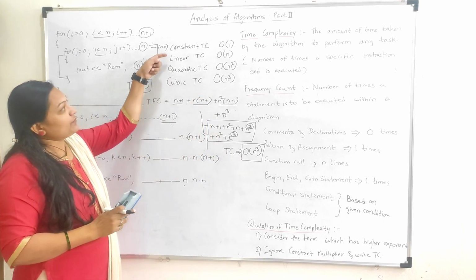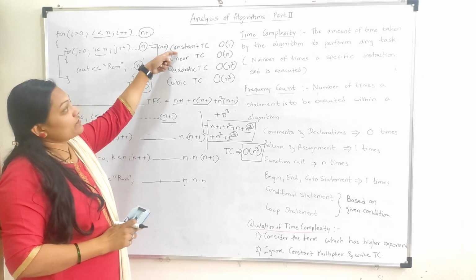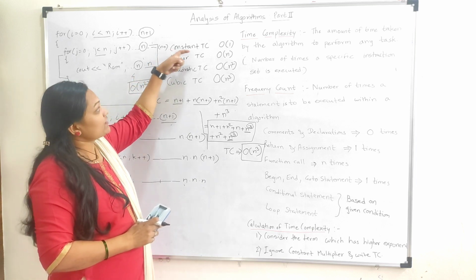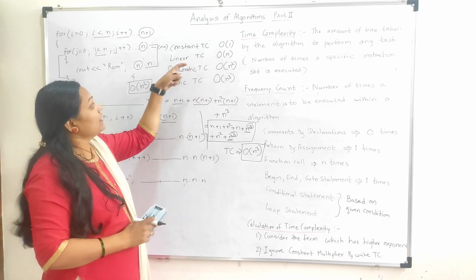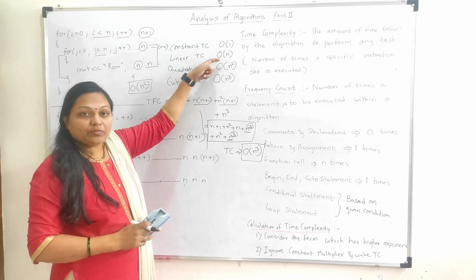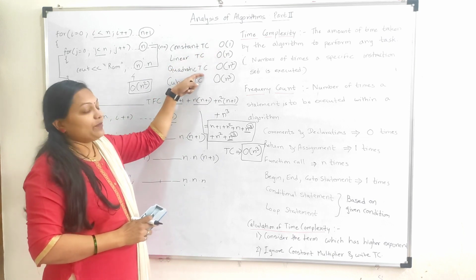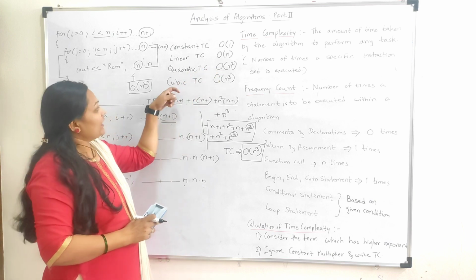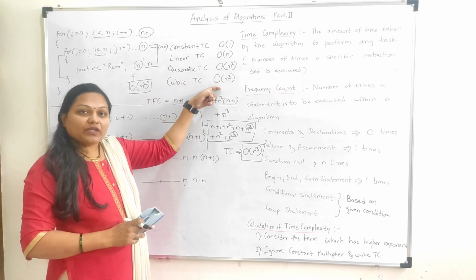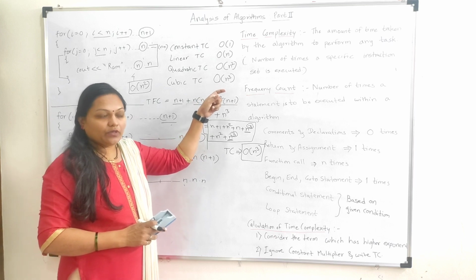So these are the different types of time complexity. The first one is constant time complexity, big O of 1. Linear time complexity, big O of n. Quadratic time complexity, big O of n square. Cubic time complexity, big O of n cube.